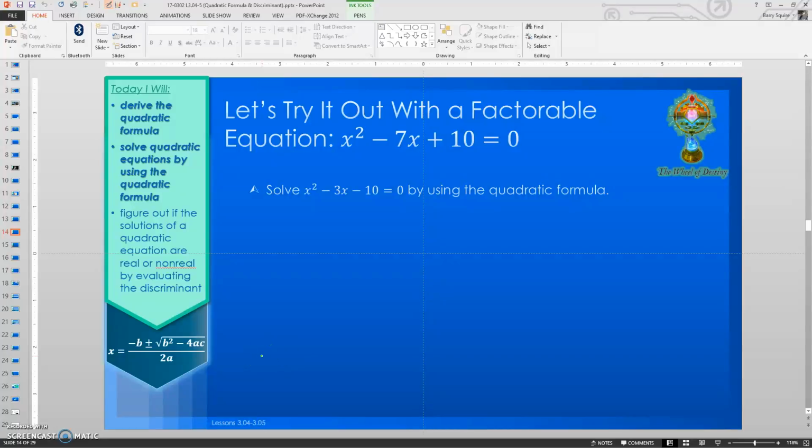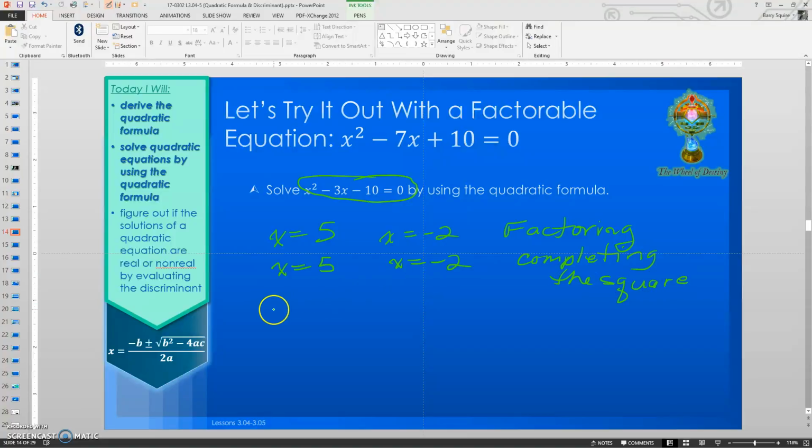Alrighty guys, so when we left off, we just solved this equation 3 different ways and came up with the same answer. The first time we used factoring and we came up with x equals 5 or x equals -2. Then we used completing the square and we got x equals 5 and x equals -2. And then we used the quadratic formula and came up with x equals 5 and x equals -2.